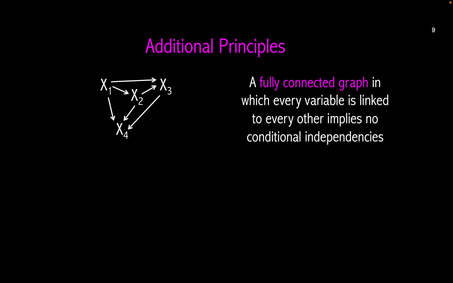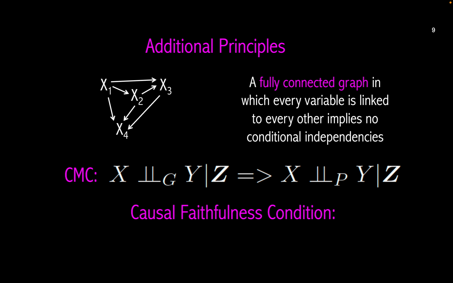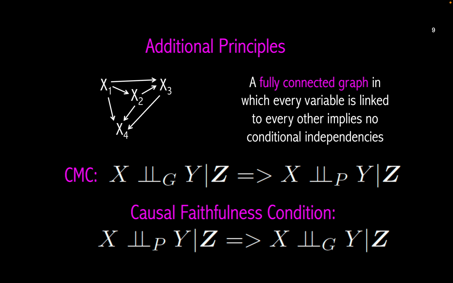One of the best known principles is called the causal faithfulness condition. Whereas CMC says that variables that are d-separated in the graph are probabilistically independent, the causal faithfulness condition says that if variables are probabilistically independent, then they're d-separated. Put colloquially, it says that lack of correlation implies lack of causation. Assuming both CMC and faithfulness would allow one to determine the Markov equivalence class of the true graph.